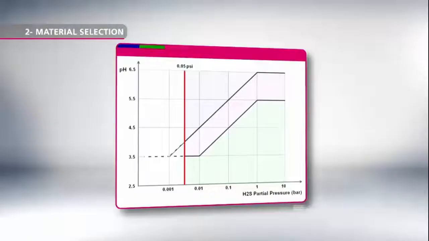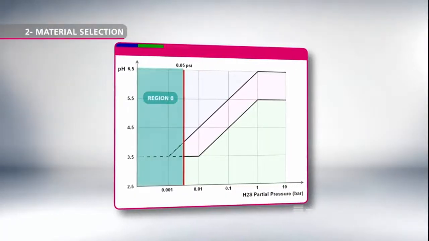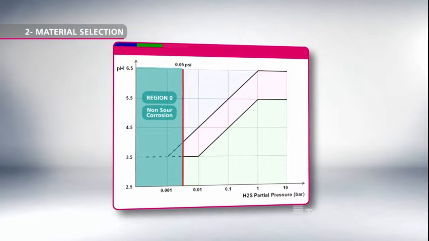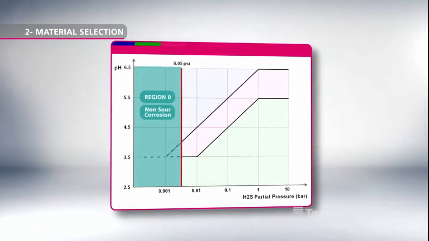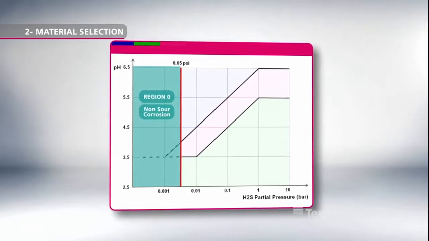Depending on the severity of the environment with respect to the sulfide stress cracking, which considers the pH and partial pressure of H2S present in the production fluids, 4 regions are established. The aggressiveness increases when the pH is lower and the partial pressure of the H2S is higher. Region 0 represents non-sour corrosions. Hence, normally no precautions are required for the selection of steels used under these conditions.